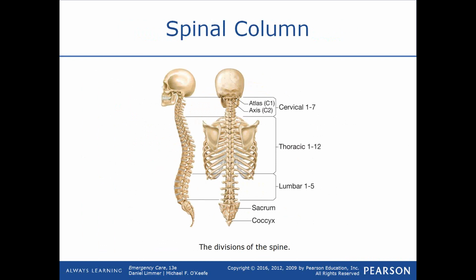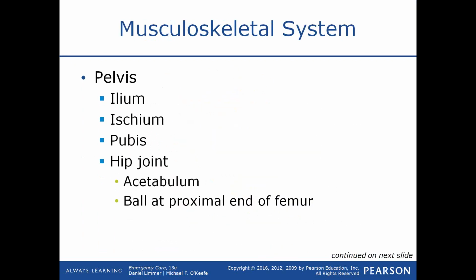Now, the spinal cord does not run down all the way to the sacrum. It exits at the lumbar region into a big fan of nerves known as the cauda equina that services the pelvis and the lower extremities. The pelvis bones include the ilium, the ischium, the pubis, and the hip joint. The hip joint is made up of the acetabulum and the ball at the proximal end of the femur. So when somebody breaks or fractures their hip, they don't actually break their pelvis per se. They usually just snap that ball off the end of the femur.